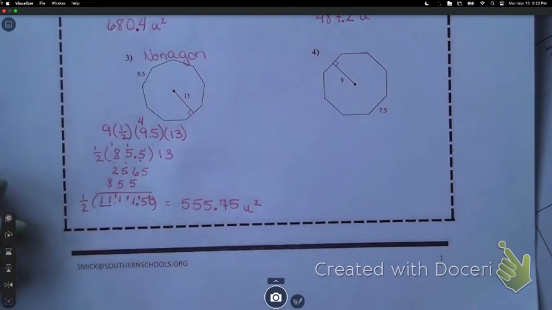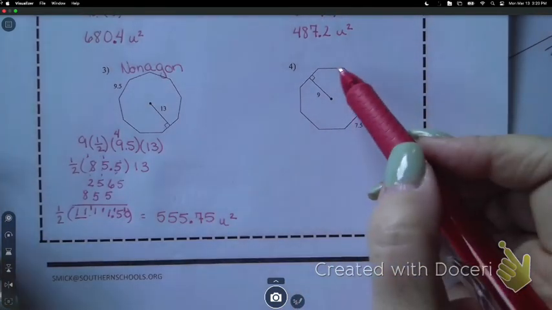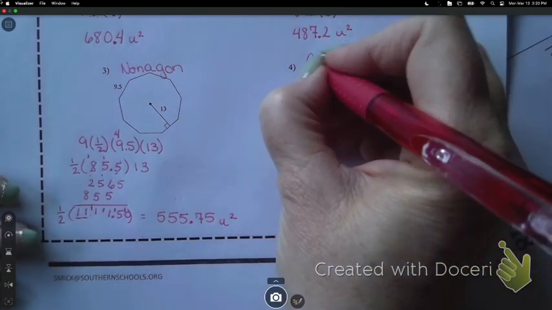You guys want to try this one on your own? No, not really. Okay, how many sides? 8. It's an octagon. Octagon, yeah.